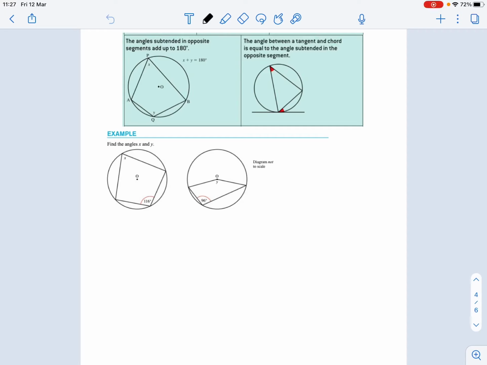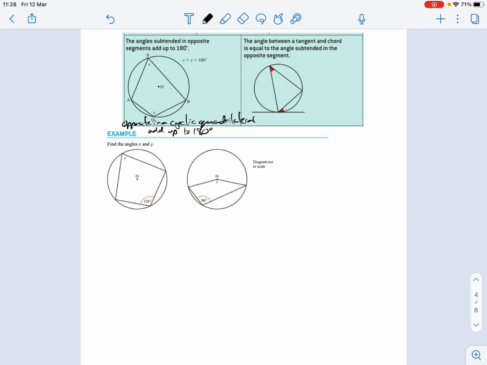These two rules are, the first one is that the angles subtended in opposite segments add up to 180 degrees. That's also known as opposite angles in a cyclic quadrilateral add up to 180 degrees. Here you ask, what is a cyclic quadrilateral? It is a quadrilateral where all four vertices, all four corners of the quadrilateral touch the edge of the circle. So that's the first rule.